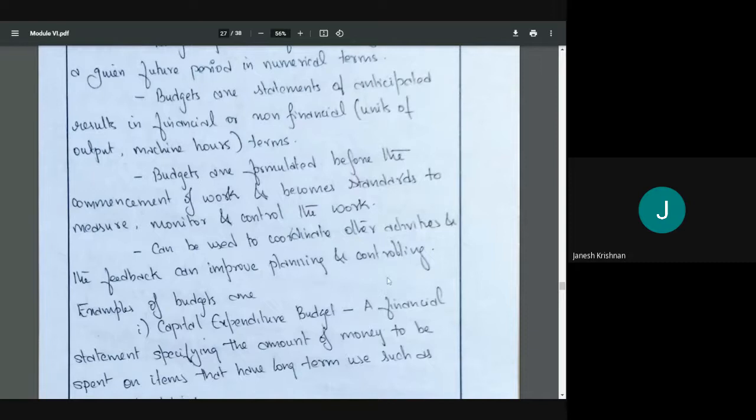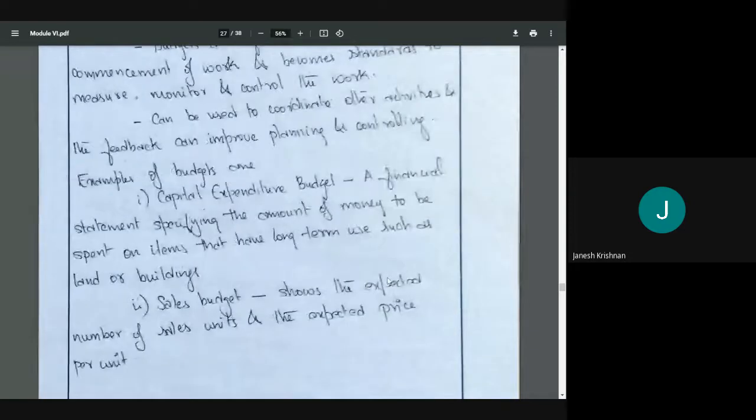Examples of budget, just for your knowledge: one is the capital expenditure budget. It is a financial statement specifying the amount of money to be spent on items that have long-term use, such as land or buildings. Capital expenditure means I'm going to buy it, so it becomes my capital. So how much am I going to spend for capital expenditure?